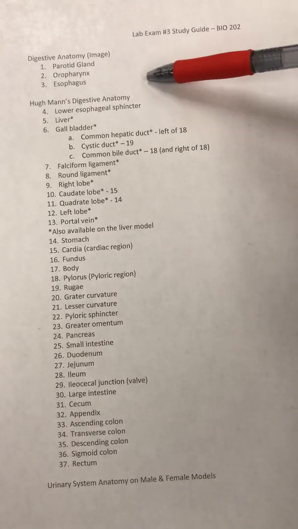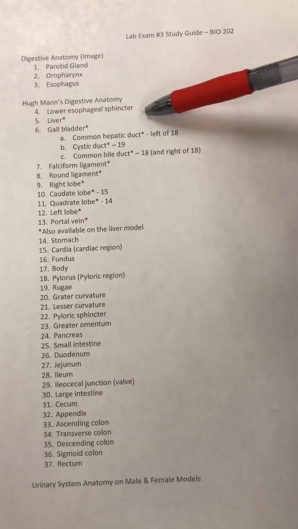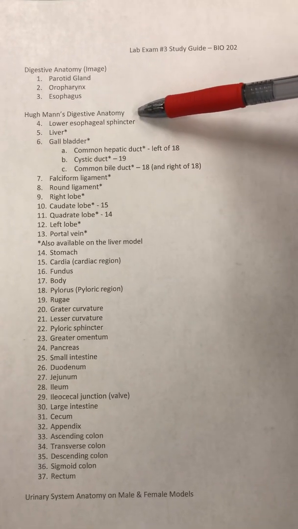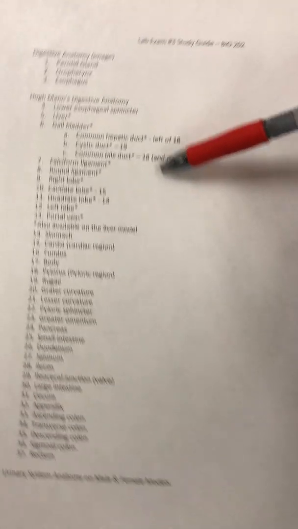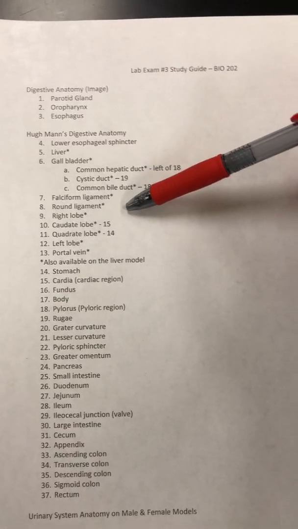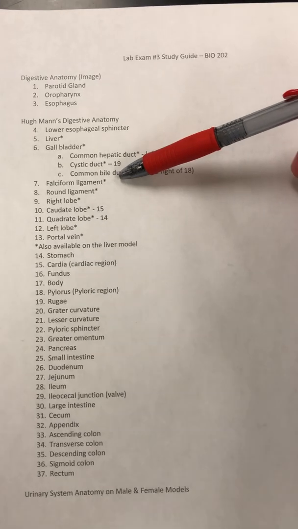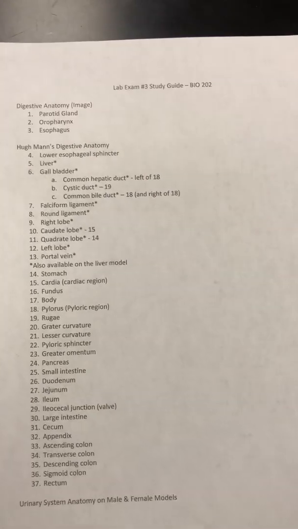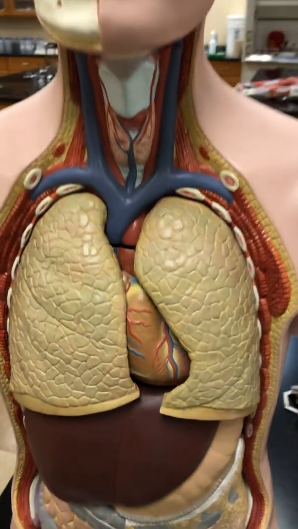For the remainder of the digestive anatomy, we're actually going to look in two places. We're going to look on Hugh, that model, as well as a cutout of the liver. We can see all these features on Hugh's liver, but we have a nice little liver model that has a few more of the ligaments and several features highlighted a little bit better. All right, so let's start off with looking at Hugh.